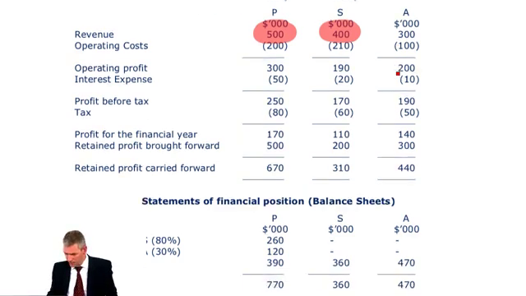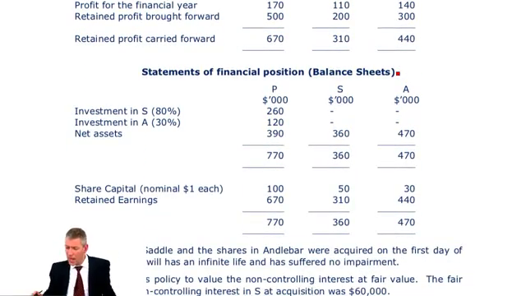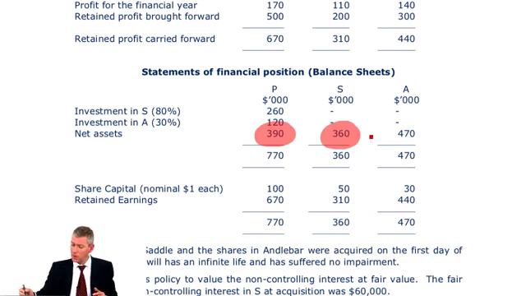So now coming to the balance sheet, which is the figures we really want, how much of the net assets of 390 do we control? All. How much of the 360 do we control? All. And how much of the 470 do we control? None. And that process of just going all, none is called consolidation.